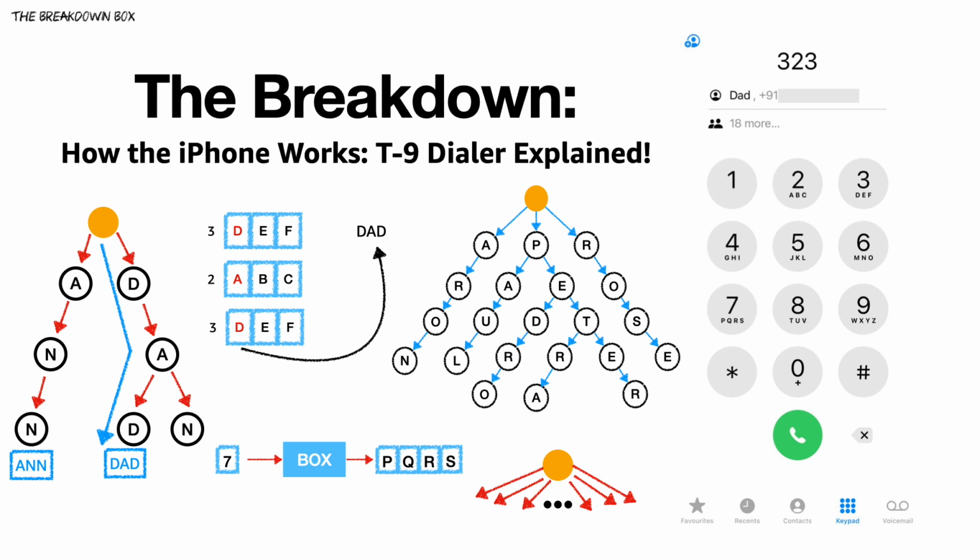So enough of this jibber jabber. Let's get down to it. Before we dive into how the T9 dialer works, let's see it in action. When you press a key, T9 combines possible letter combinations to filter your contacts.